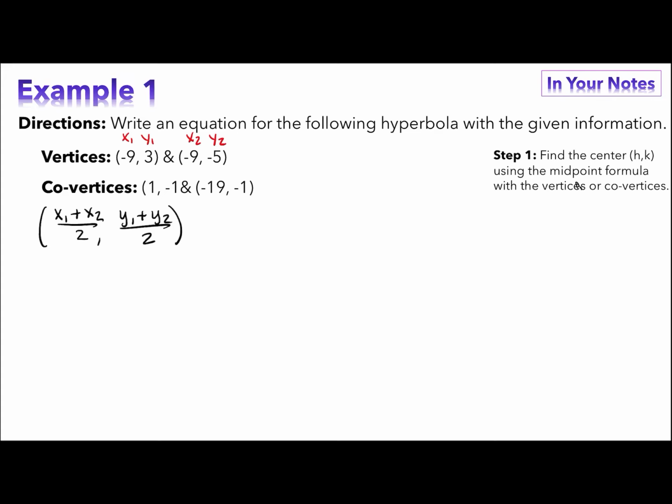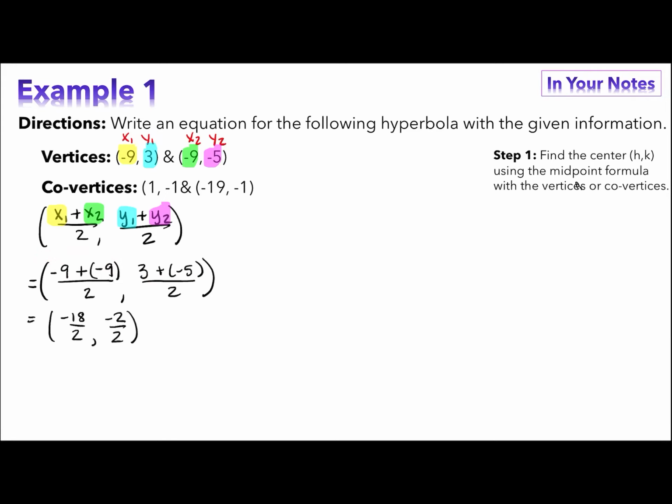We're going to use the midpoint formula. So once again, you've got your x1 and your y1, your x2 and your y2. Plug it in. When you plug it in, it should look like this. We got x1, -9, x2, -9, y1 3 and y2 -5. -9 plus a -9 is a -18. And 3 plus a -5 is a -2. Now we divide these by 2. -18 divided by 2 is -9. -2 divided by 2 is -1. This is my center.